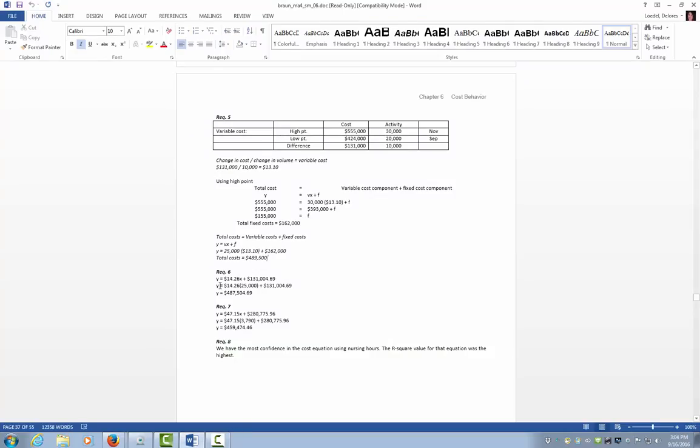Okay, so there's the 1426 X, which now we put in as 25,000 because we were given that information, plus our fixed costs. So we have our variable cost component and our fixed cost component, which we got from our regression analysis, and now we know that our total costs are $487,504.69. All right, now let's look at requirement 7.